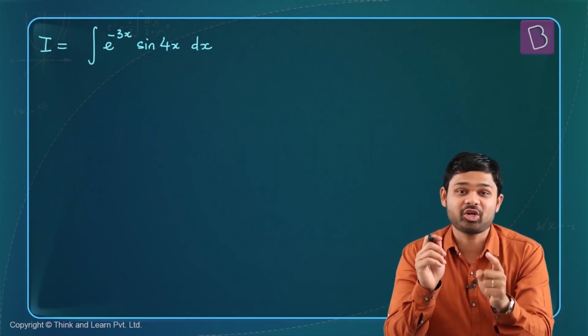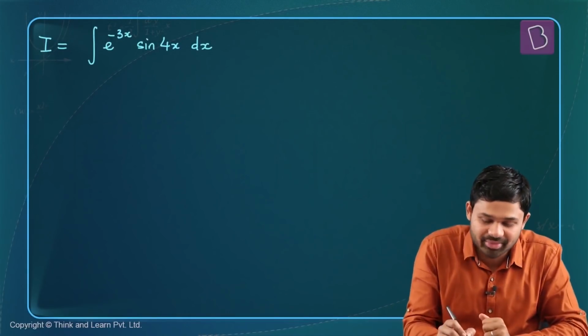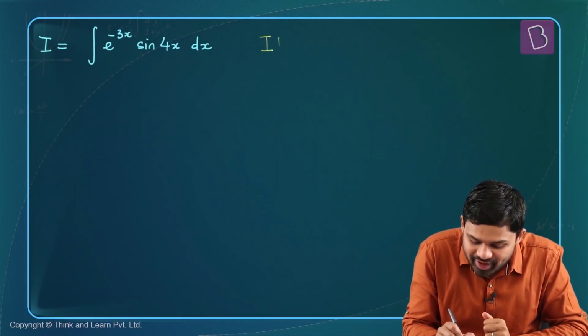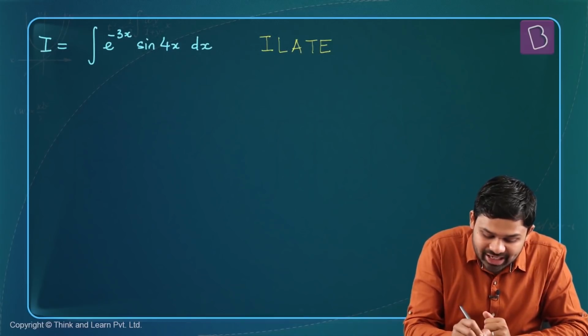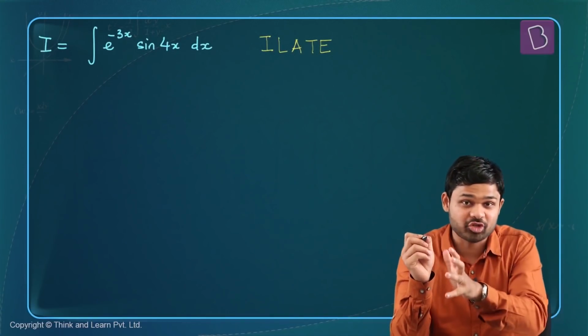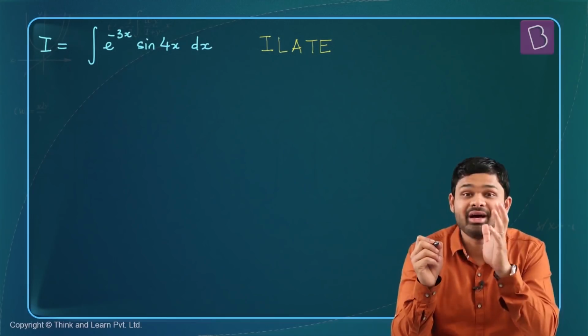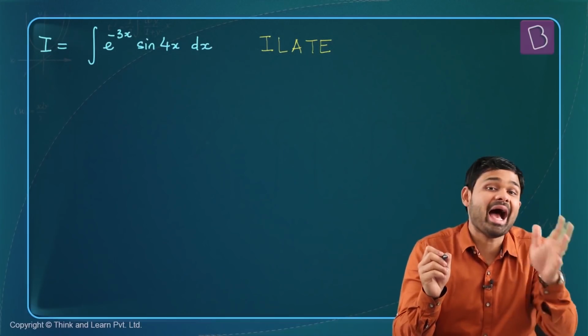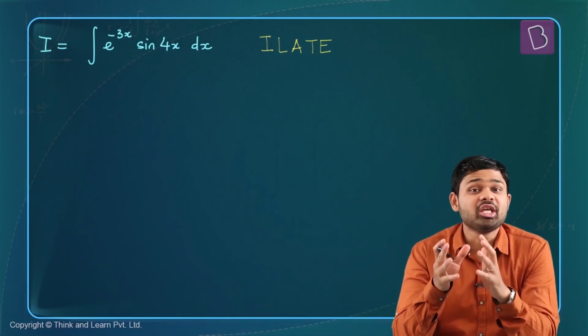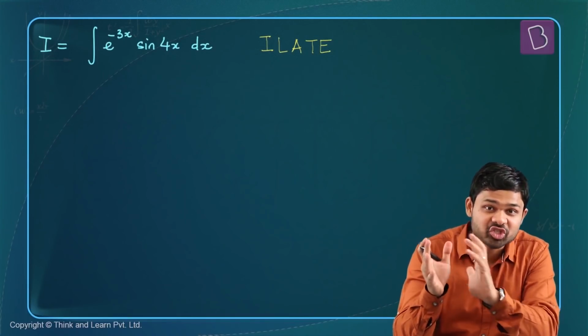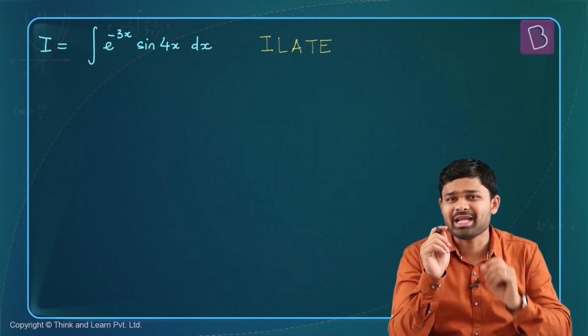When it's integration by parts, we have the famous acronym. I'm sure all of you know this acronym in some form or the other. It's the famous acronym ILATE. So now what is ILATE? Well, ILATE stands for inverse trigonometric, logarithmic, algebraic, trigonometric, and exponential. So if there is a product of any of these functions, you take the first function and the second function in this particular order.